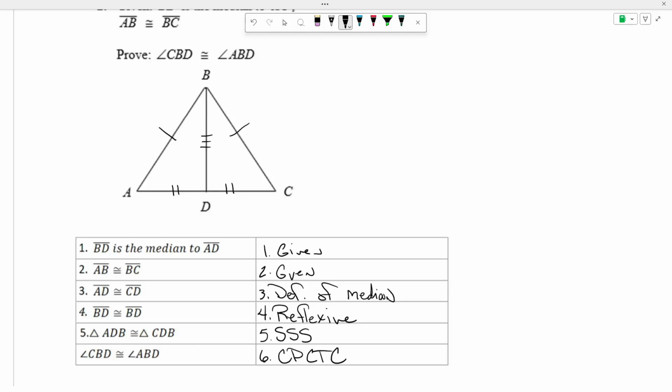CPCTC. Proofs are roadmaps of going from point A to point B with all the details in between. Pay attention to what you're doing. Use all the information you've been given, plus what you have learned throughout the year of working through geometry.